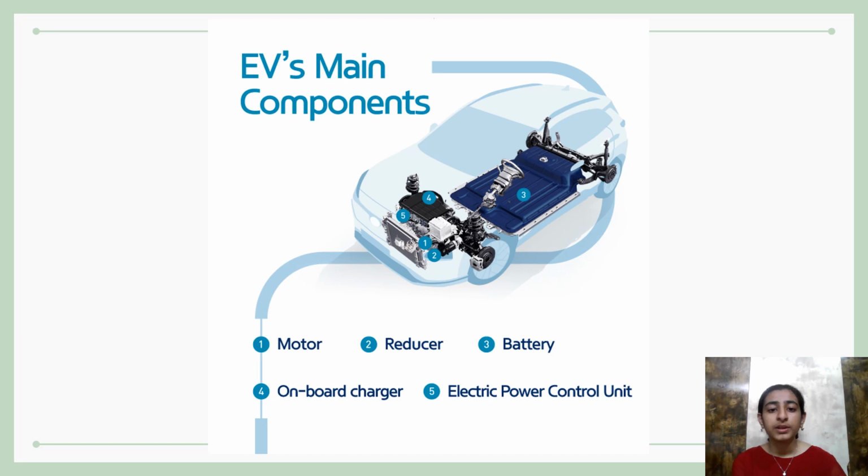Now, let's talk about the components of electric vehicle. This diagram will help you understand better the components, which include motor, reducer, battery, onboard charger, and electric power control unit.